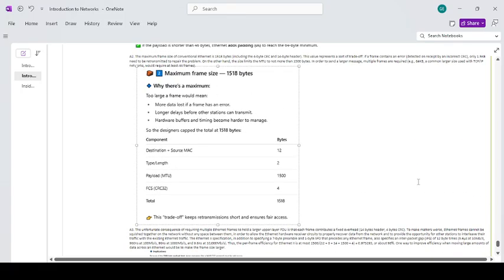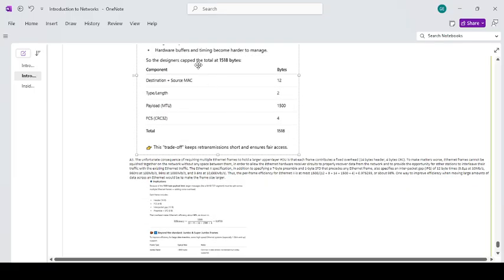So maximum frame size: 1518 bytes. Why is there a maximum? Too large a frame would mean more data loss if a frame has an error, longer delays before other stations can transmit, and hardware buffers and timing become harder to manage.